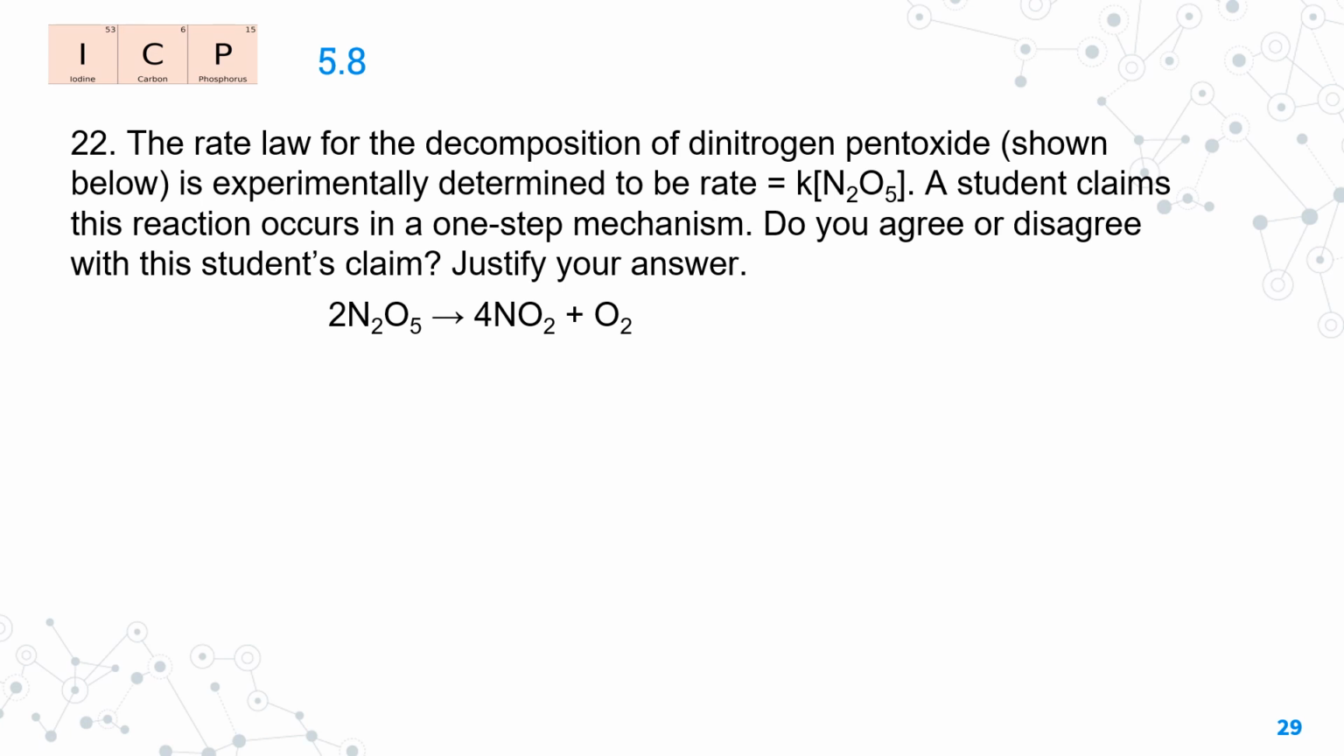Now if we look at question 22, it says the rate law for the decomposition of dinitrogen pentaoxide shown below is experimentally determined to be rate equals k, the concentration of dinitrogen pentaoxide. A student claims the reaction occurs in a one-step mechanism. Do you agree or disagree with the claim?